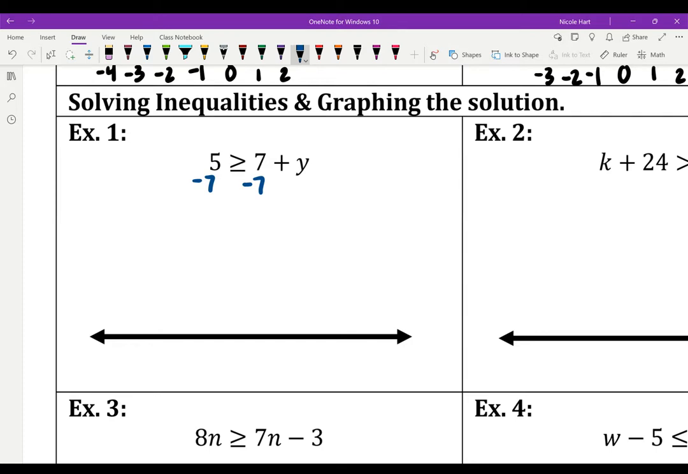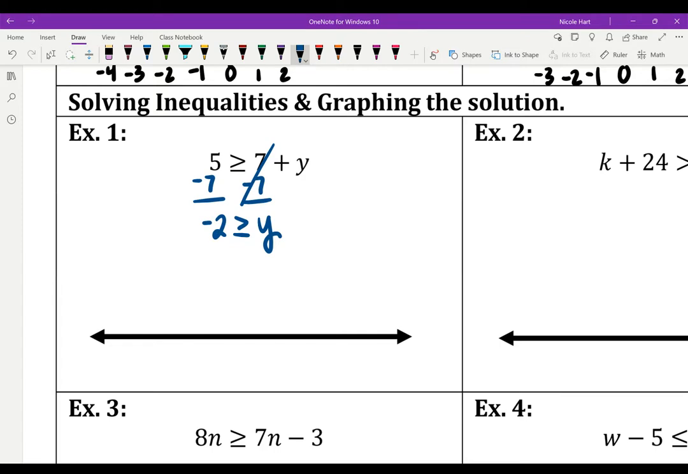We don't have an equal sign here. We have a greater than or equal to symbol. So I am going to subtract that 7 on both sides. So 5 minus 7 gives me negative 2 is greater than or equal to y. Now, we can graph this inequality just like that.